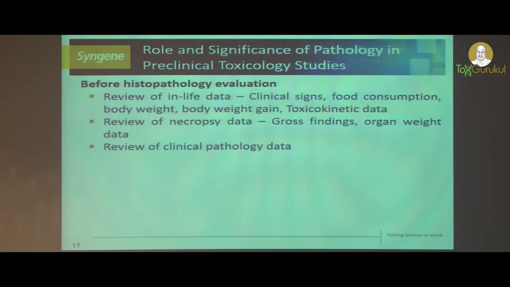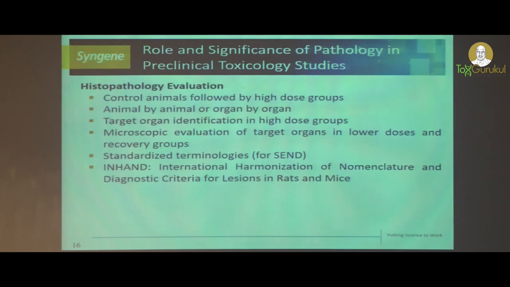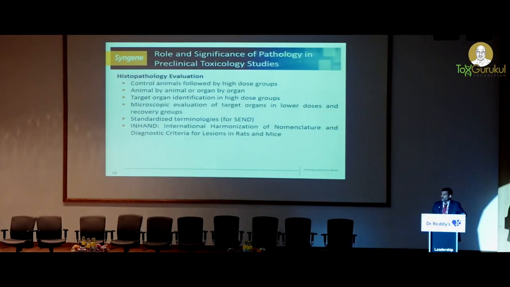The evaluation is not done in a blinded fashion. Most people ask why we don't do the evaluation in a blinded manner. The evaluation is not meant to test the pathologist's ability; the objective of the study is to characterize the toxicity. To characterize the toxicity appropriately, the pathologist has to have all the information from the in-life phase as well as the pathology data, which helps him comprehensively know what to look for in the histopathology slides. Generally the evaluation is done on control animals followed by the high dose group, and it may be either animal by animal or organ by organ.